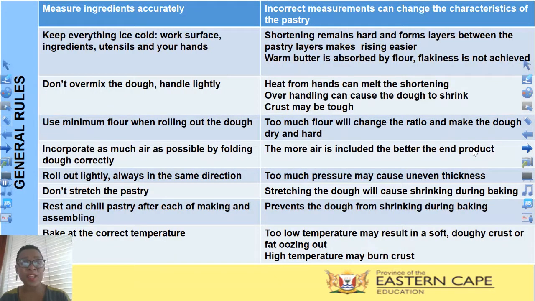Okay, there are general rules that are important for you to apply when you are preparing pastry. The first and most important one is that you need to measure your ingredients correctly. And that's why we mentioned the different ratios of flour to fat, because if you do not measure your ingredients correctly, it will change the characteristics of the pastry.